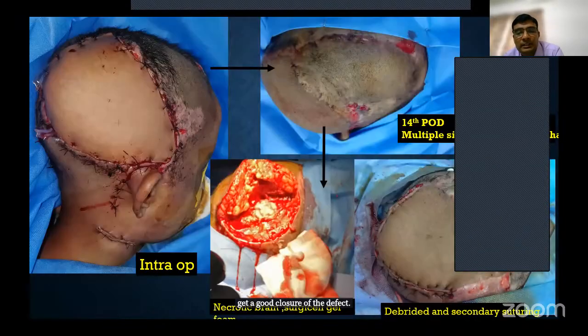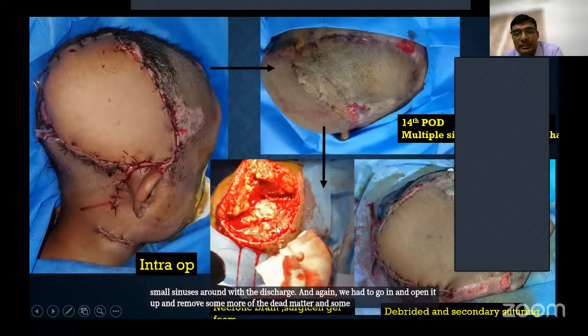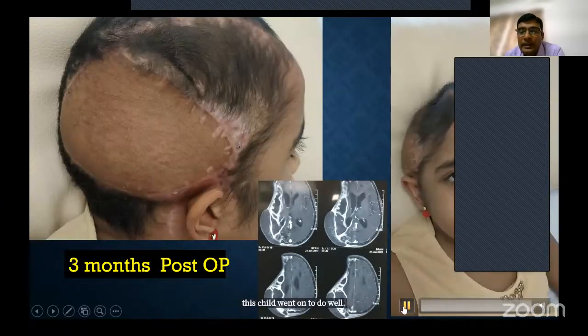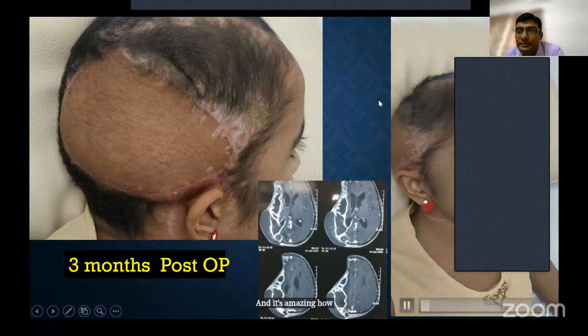And in the second stage, again, we had to take him up because there were small sinuses around with discharge. And again, we had to go in and open it up and remove some more of the dead matter and some remnants of the Surgicel and Gelfoam, and then resuture. This child went on to do well. And the same child, and it's amazing how children recover.